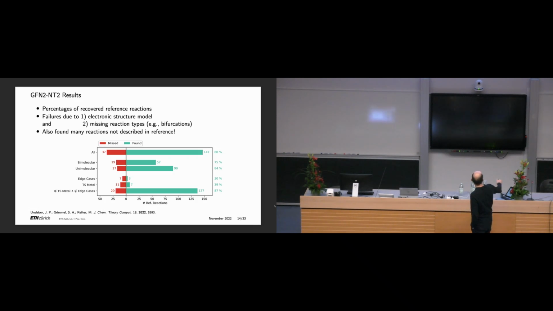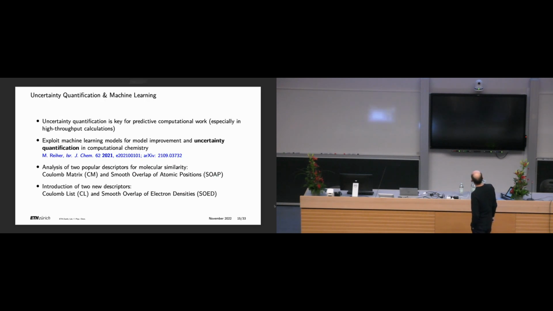There is another overview here which tells you about a classification of systems like bimolecular, unimolecular, transition metals involved. And these are the critical cases that we should not be able to treat, and you see this is what we find, this is what we miss. And again, the failures are due to the approximate electronic structure model and to the fact that we miss some reaction types. Okay, so we can do this, right?